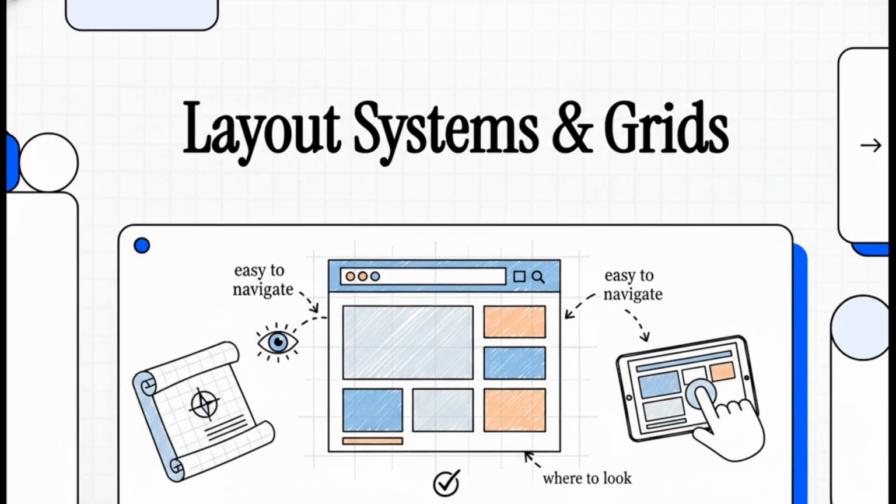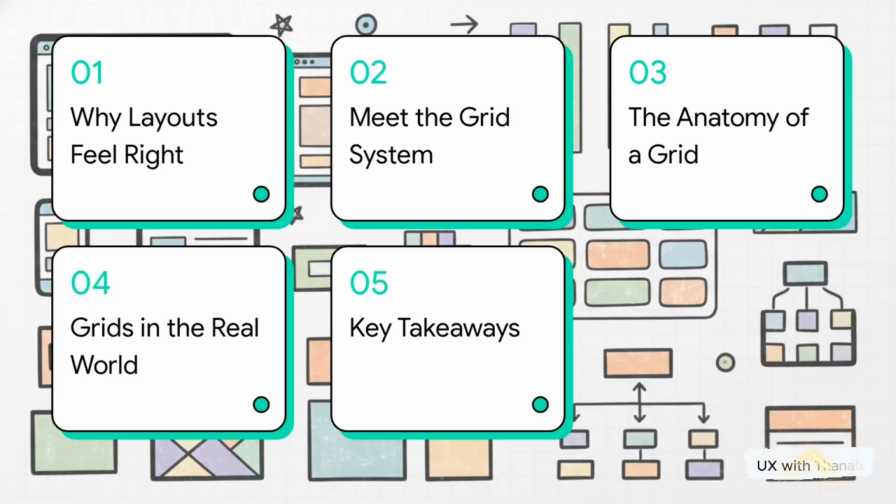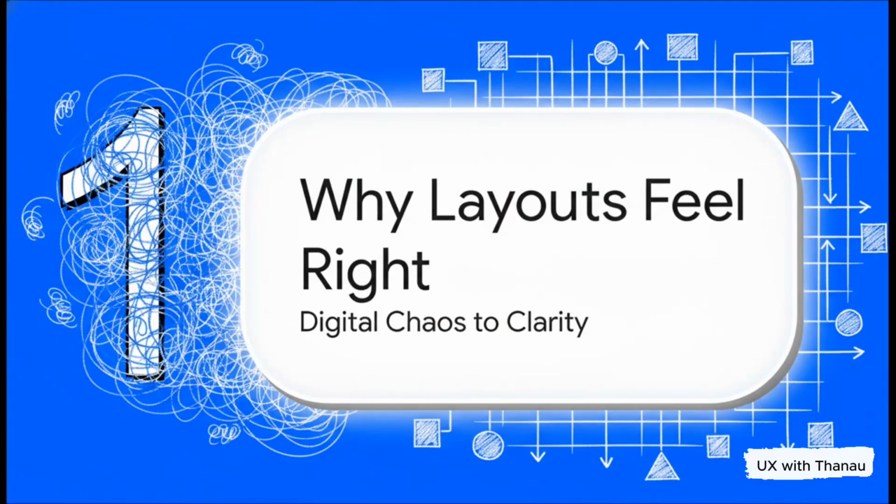Layout systems and grids. So here's our game plan. We'll start by figuring out why some layouts just feel so intuitive. Then we'll get to know the secret weapon for consistency, the grid system. After that, we'll break down its parts, see how these grids adapt out in the wild, and then we'll wrap it all up with the key things you really need to remember. All right, let's dive right into our first section.